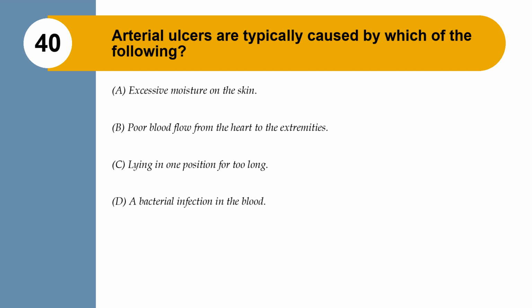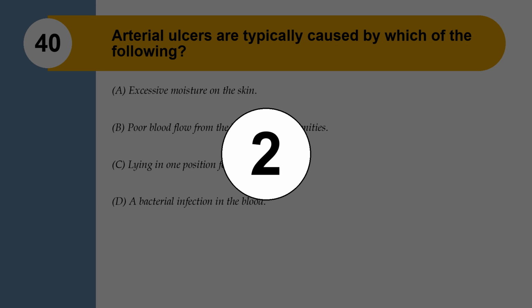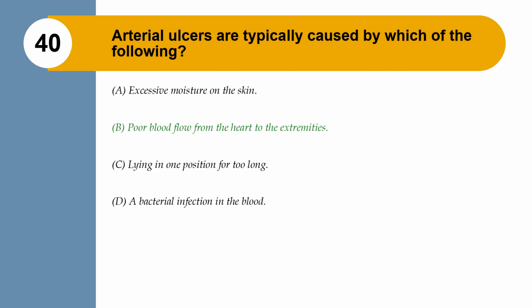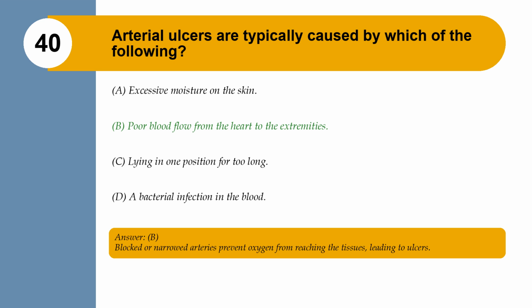Question 40. Arterial ulcers are typically caused by which of the following? Option A, excessive moisture on the skin. Option B, poor blood flow from the heart to the extremities. Option C, lying in one position for too long. Option D, a bacterial infection in the blood. The correct answer is option B, poor blood flow from the heart to the extremities. Explanation. Blocked or narrowed arteries prevent oxygen from reaching the tissues, leading to ulcers.